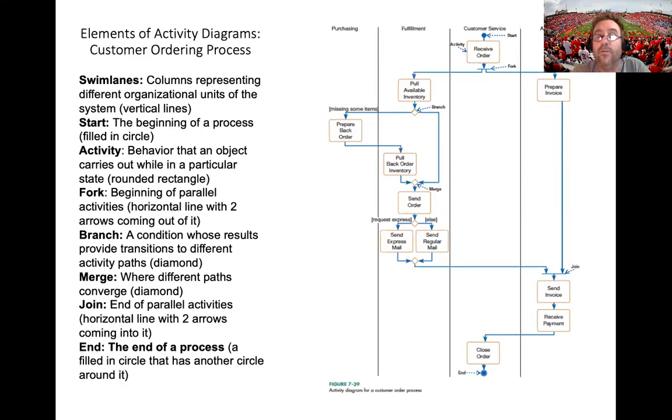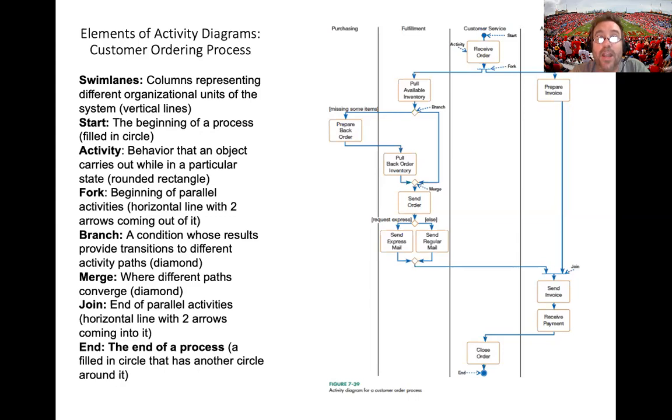Under receive order, we have a fork, the beginning of parallel activities, this horizontal line with 2 arrows coming out of it. We then have underneath pull available inventory in the fulfillment swim lane, this symbol, a branch, a condition whose results provide transitions to different activity paths. And this diamond, either we go one way or we go another way. It's not going in parallel, it's a branch out and making a decision, okay?